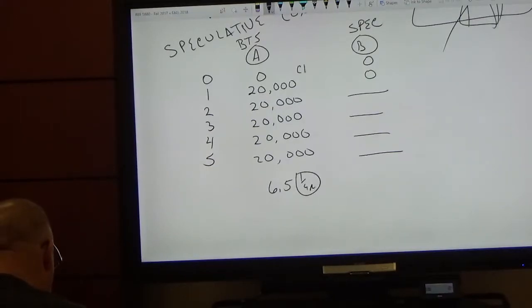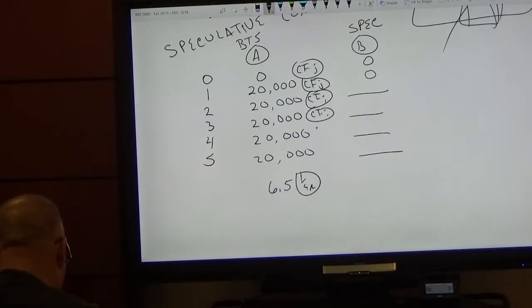So we put in all of these as cash flows, one payment per year. Put in 6.5% interest, and then solve for our net present value. Okay, so let's see what we get.